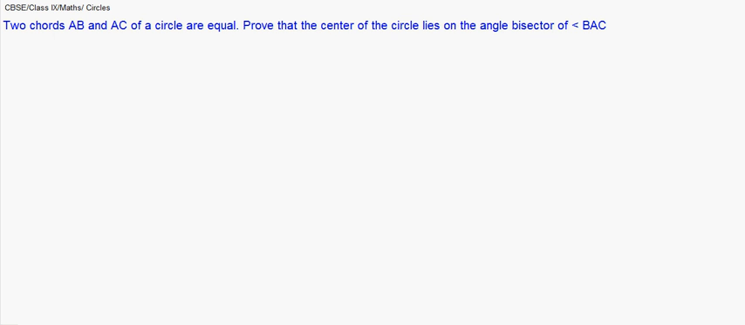How is this done? Let me draw a figure, a circle. There are two chords, AB and AC. This is suppose AB, this is AC. They are equal, it's given to us. I also will have to draw the angle bisector. The center might just be here somewhere, and I name it as O.